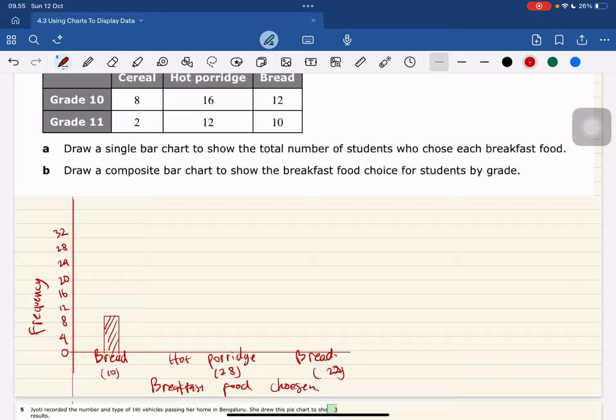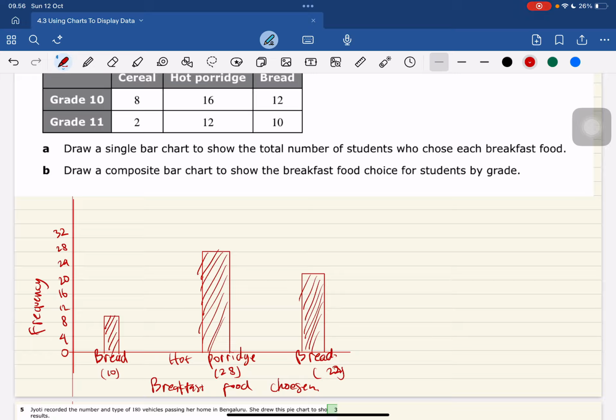Next is hot porridge is 28. So 28 is here, we can see it. So this 28. Next, 22 in between. So 22 is somewhere around here between. Oh, 22. Okay, there it is. Next, let's see the question. Draw a composite bar chart to show the breakfast food choice for student by grade.